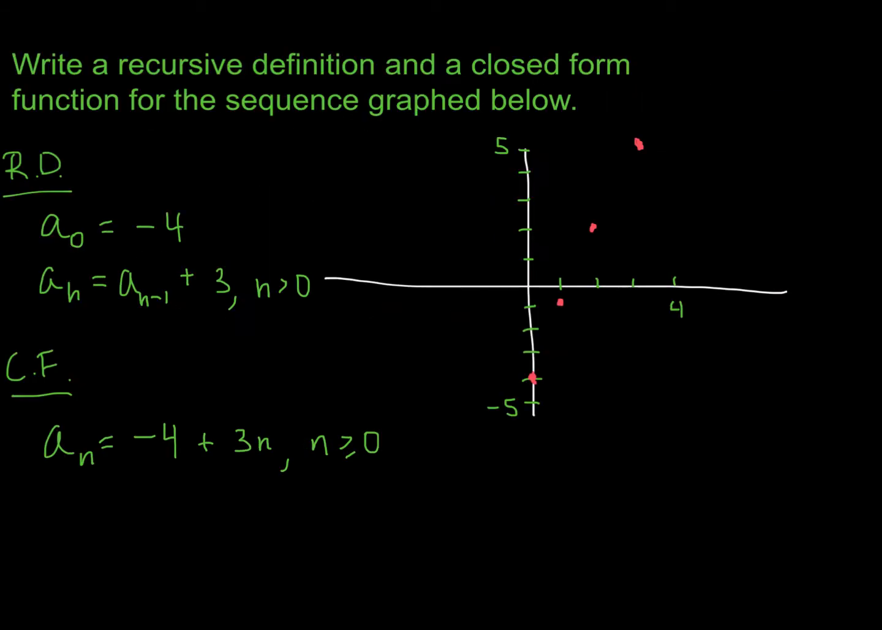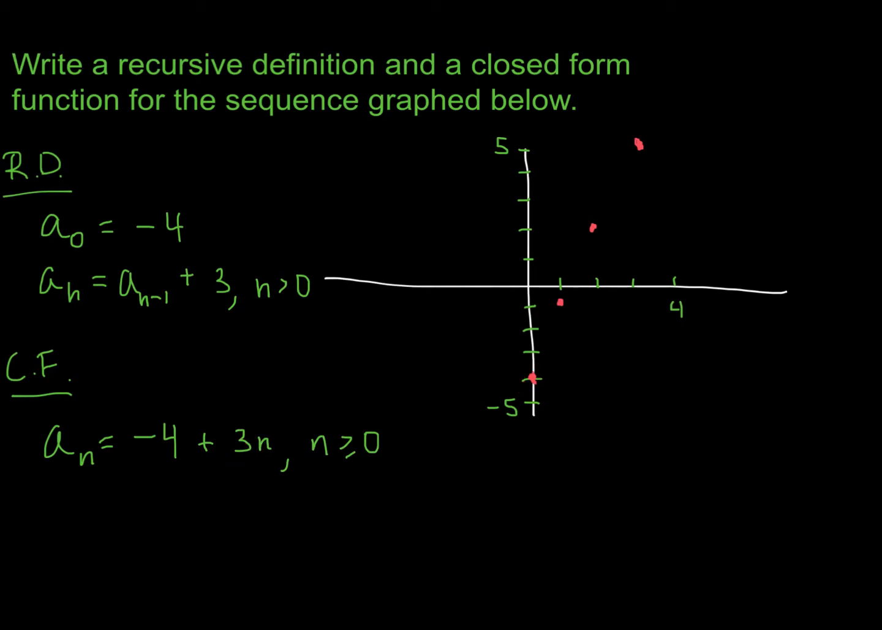Again, pretty straightforward here. This is an arithmetic sequence. I'm adding 3 to each successive term, and the initial term is -4. Got to be careful here and note that n is going to start at 0. So when I'm doing the closed form function, instead of n minus 1 here, it's actually just going to be n. So I'm going to be adding n number of 3's.